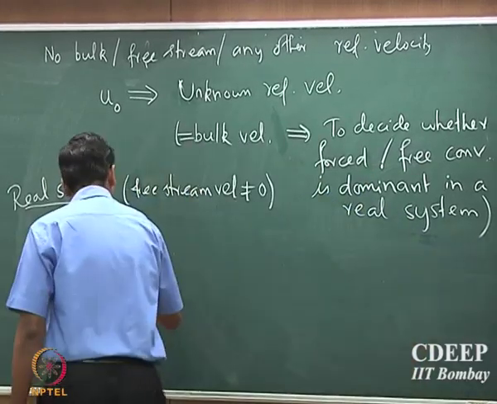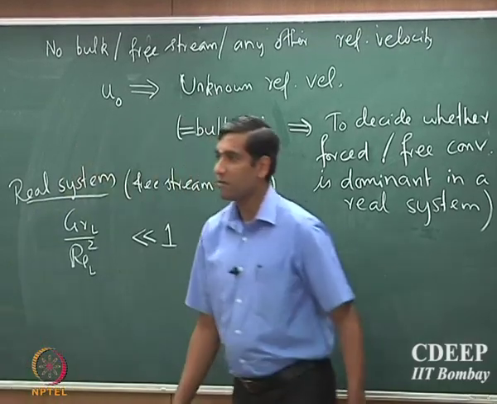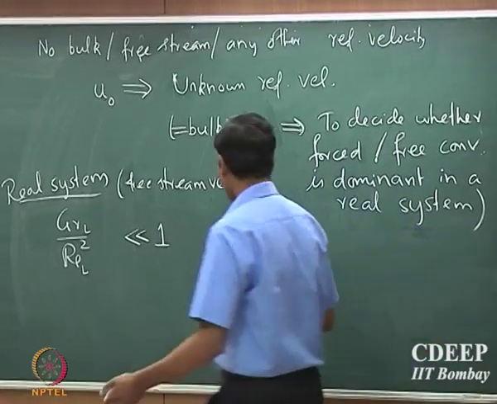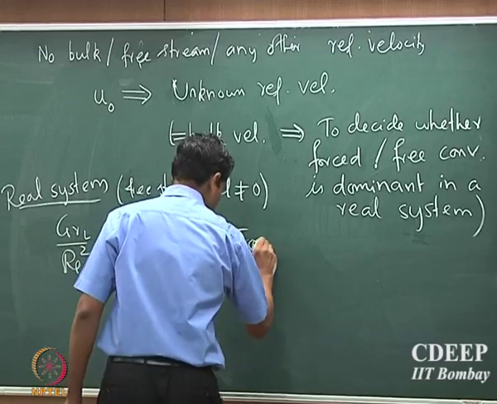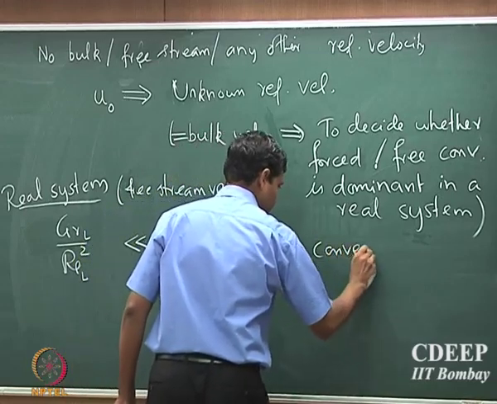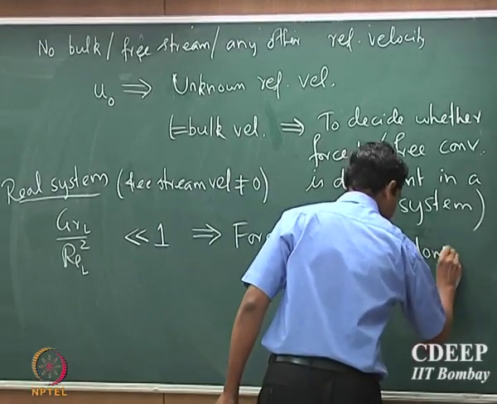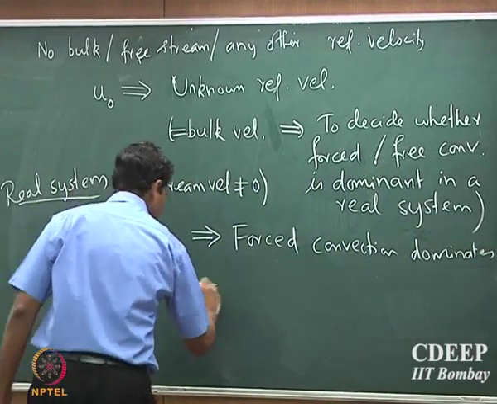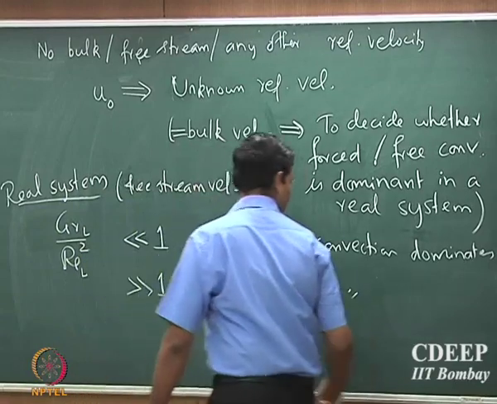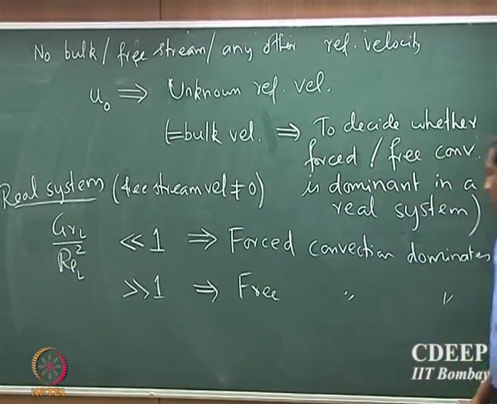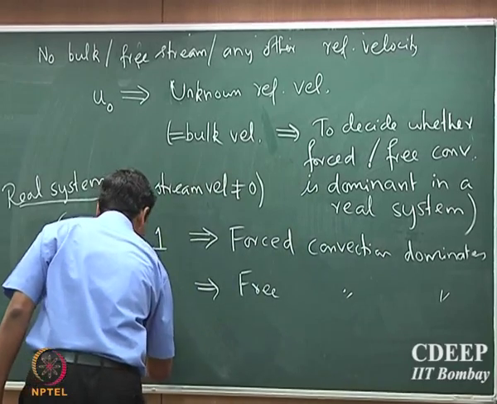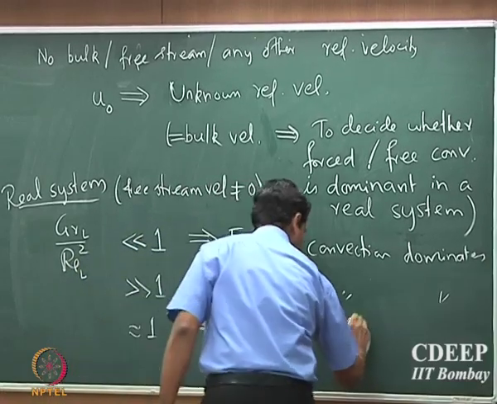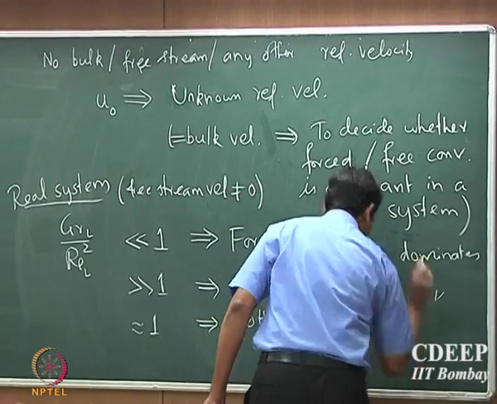Supposing it is much smaller than 1, what would you infer? Which one is important, forced or free convection? Forced convection dominates. If it is much larger than 1, free convection dominates. And if it is almost equal to 1, then you would expect that both are important.